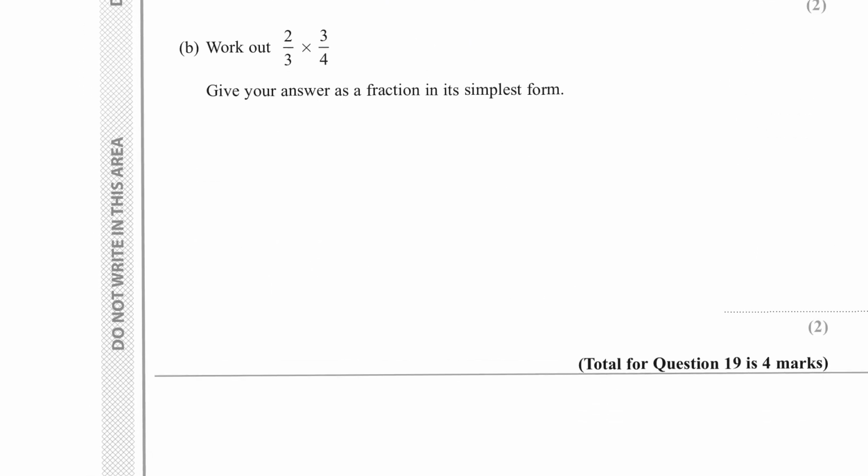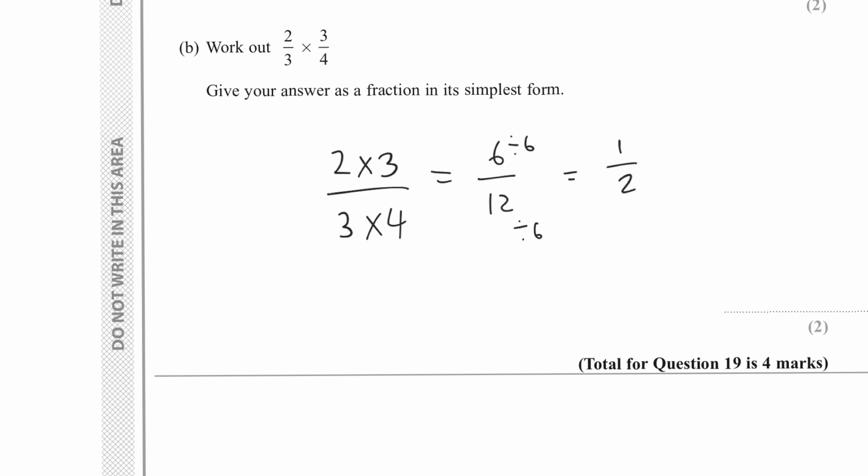And then now we're multiplying fractions. So multiplying fractions is where you don't actually need the same denominator. So you're literally just going to times the numerators together, times the denominators together. So that would leave you with 6 over 12. We can simplify this by dividing both top and bottom by 6, that should leave you with 1 over 2, aka a half.